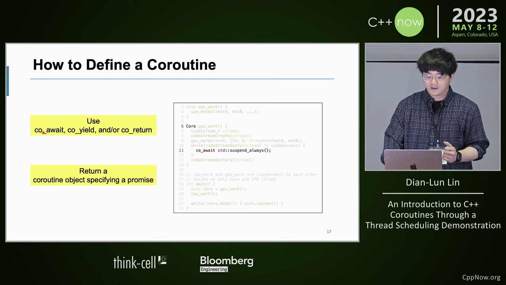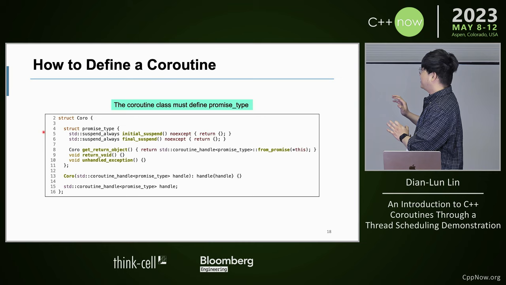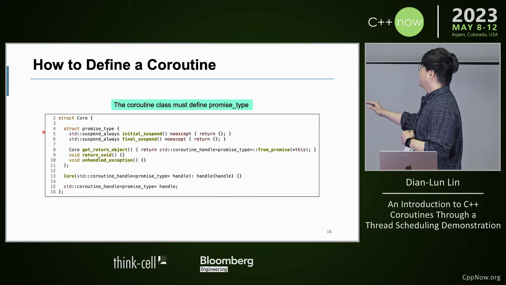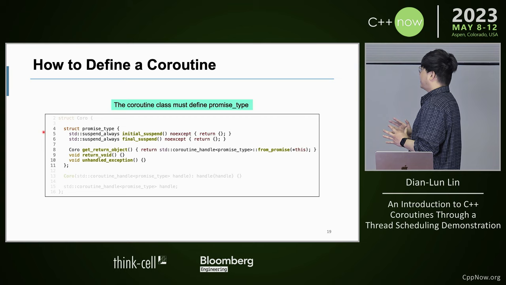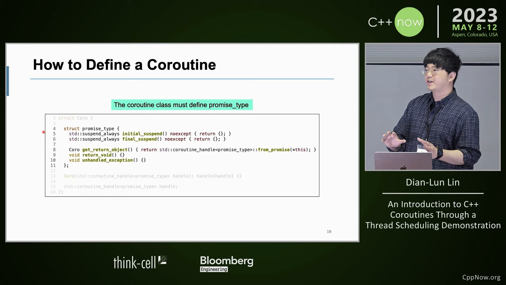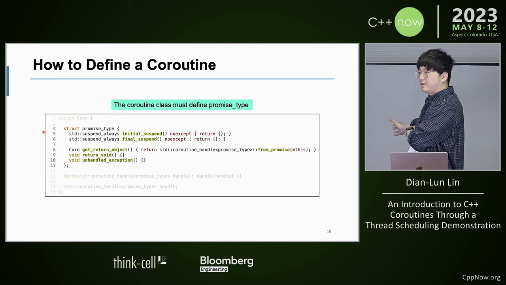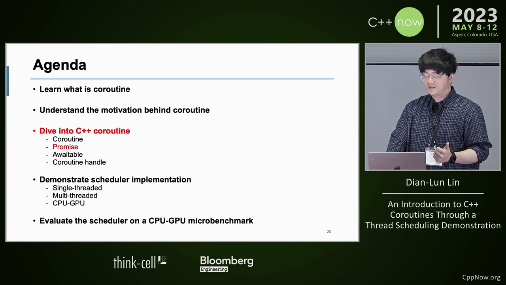Okay, so how to define a coroutine class? This is a coroutine class I define myself. I name it Coro. The most important part is here. The coroutine class must define this promise_type. I'll go through each function later because this is the promise type. But right now, all you need to know is that this coroutine class must define this promise_type. And that's coroutine. Okay, any questions so far?